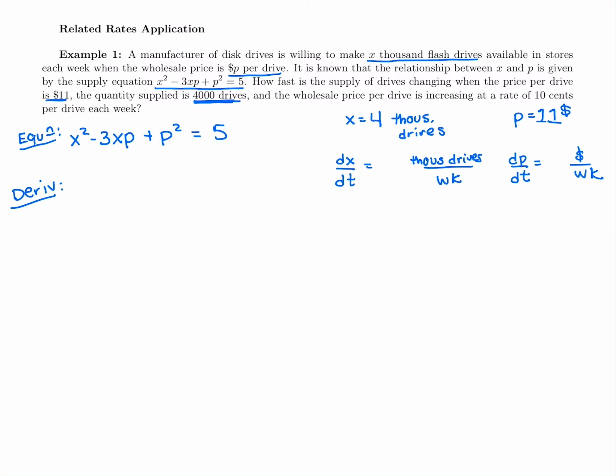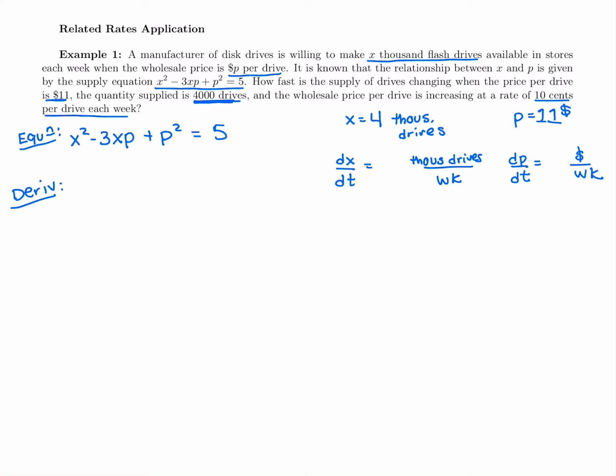And the wholesale price per drive is increasing at a rate of 10 cents per drive each week. So we're starting to raise our price. We want to see, is our demand going to still hold strong or is it going to start to drop? So our price is increasing. Is that dx/dt or dp/dt then? It must be dp/dt. And it's 10 cents per drive each week.